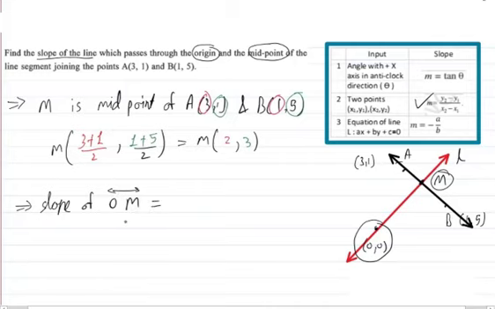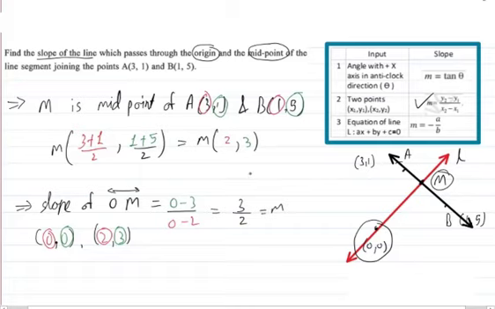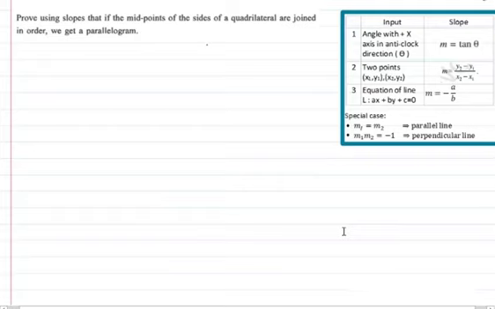Okay, now we just have to find the slope of OM, and for that we have to mention their coordinates, and here we have, now we just have to take the difference of y upon difference of x. So tada, we have the slope of OM is equal to 3 by 2, which is your required answer.